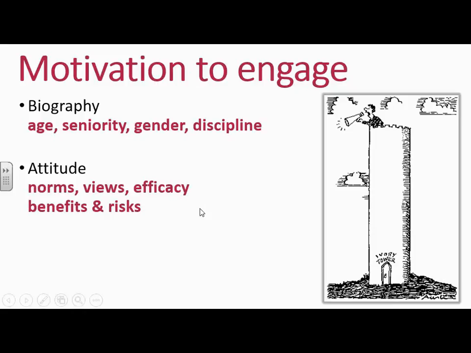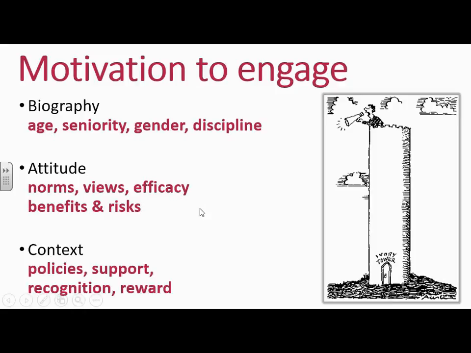And whether they're also worried about risks, whether they have seen things go wrong, maybe they've had a bad experience with a journalist before and now they don't want to do it in future, that kind of thing all comes in under the attitudes. And then the third big group of factors that influence it is the context, and that's the institutional environment where the scientist is working.